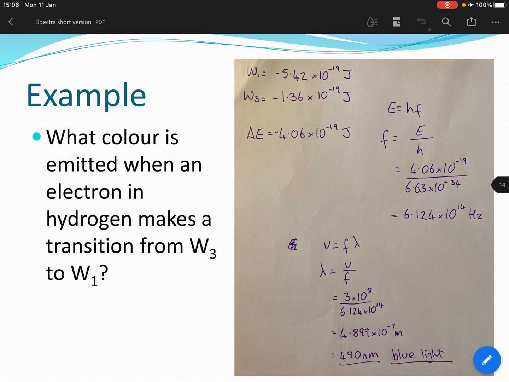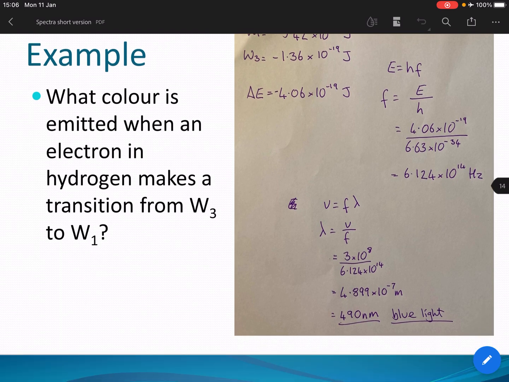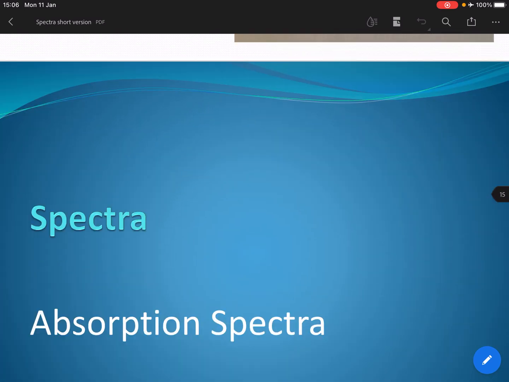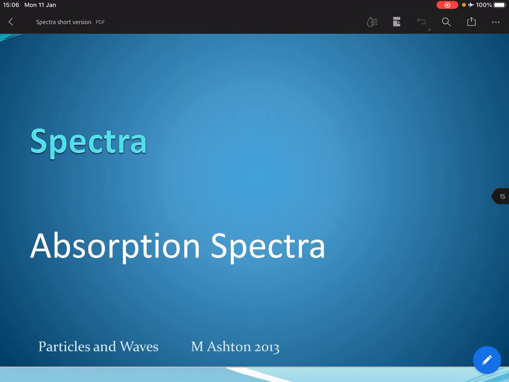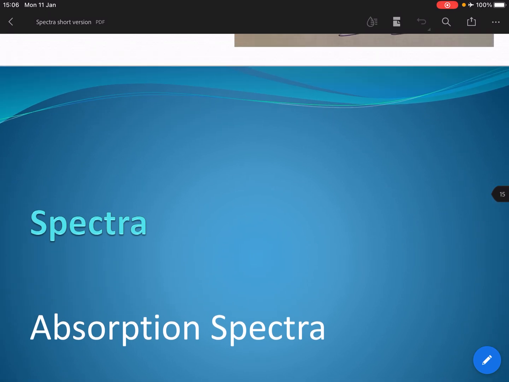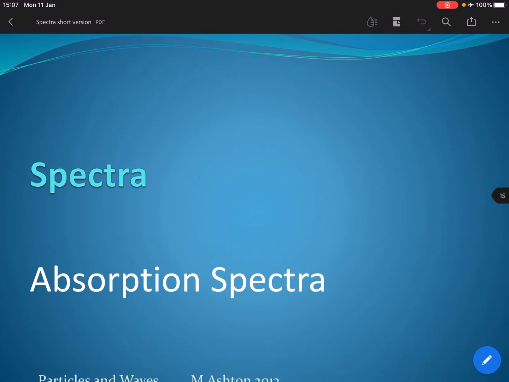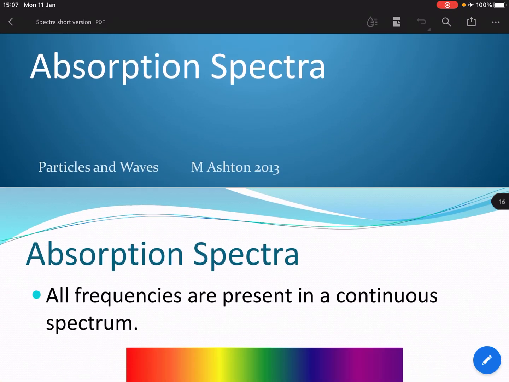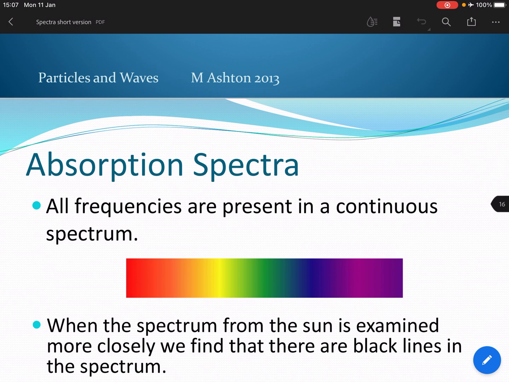So it's fairly straightforward, as long as you're paying attention to what levels you're looking at in terms of where the electron starts off and where it ends up. Okay. So how does this fit into the spectra then? What that means is it's giving out light at that specific wavelength. Now this is actually going on to look at absorption spectra, and I'll come back to emission spectra in a minute.